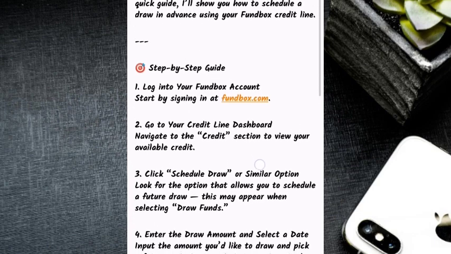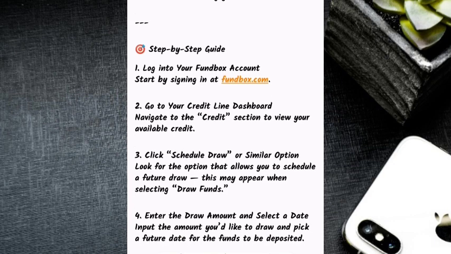Once you're in, just go to your credit line dashboard. Just navigate to the credit section. There you can view your available credits. Next is to click schedule draw or any similar option. So just look for the option that allows you to schedule a future draw. This may appear when selecting draw funds.